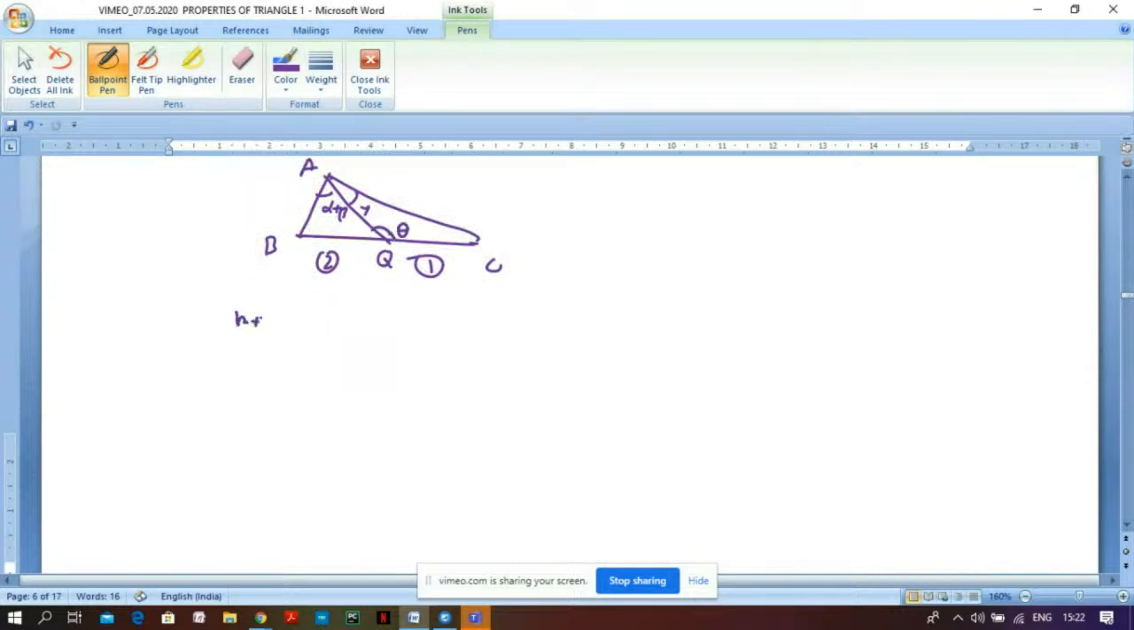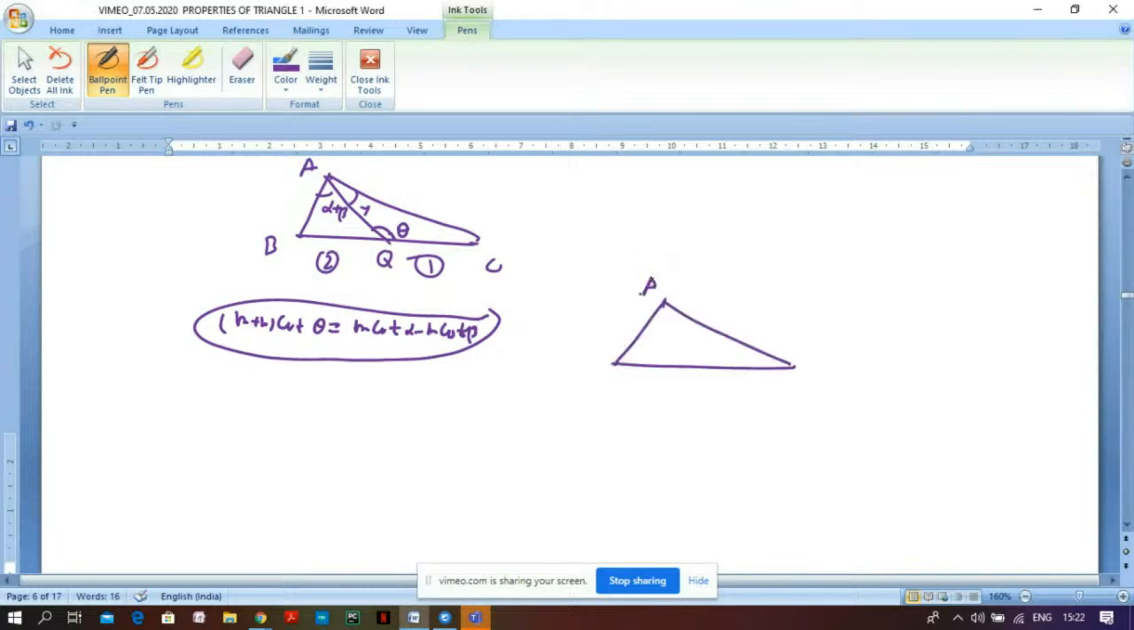So (m + n) cot theta. Using the result (m + n) cot theta is m cot alpha minus n cot beta, but not these alpha and beta. This alpha and beta is not this, but rather it is ABC and this alpha and beta. So here 2 plus 1, cot theta is 2 times cot of (alpha + beta) minus cot of gamma. So this will be 3 times cot theta is 2 times cot of (alpha + beta) minus cot of gamma.